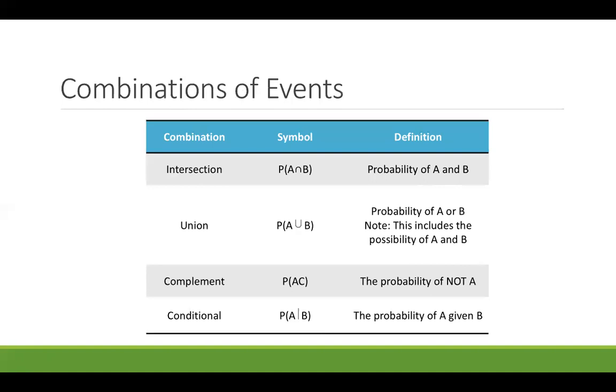So a complement is everything except A, for example. So since a proportion is between 0 and 1, everything will eventually add up to 1. So if you just subtract 1 minus A, that means everything that's not A will be 1 minus A. And a conditional is the probability of A given B. So if B happens, then what is the probability that A will occur? Only if B happens. Okay, so that is all with categorical variables now.